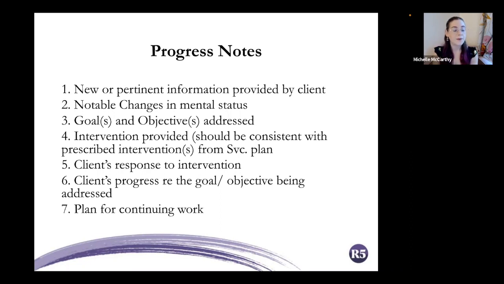Now, progress notes are not books. They're not novels. They're not word for word, just this is every little thing the client said, this is every little thing the client did. Progress notes can look quite short as long as they are specific and they're providing the correct information.